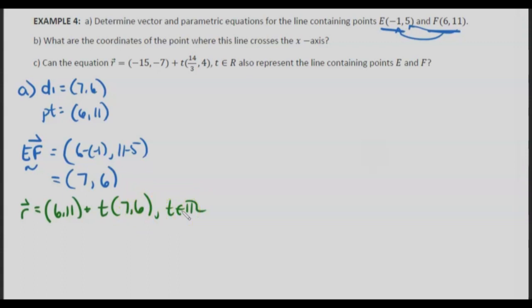Now we can take the vector equation and break it down into parametric equations. So we're going to have x equals and y equals. We're going to have x equals 6 plus 7t, taking the first component of each of these. And then for the y, we're going to have 11 plus 6t. And these are our parametric equations.